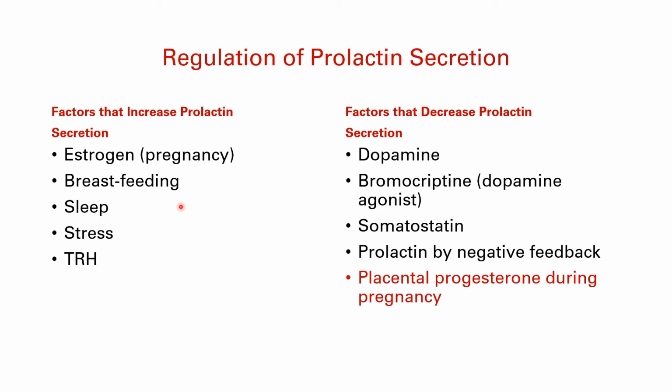This slide basically summarizes the factors which cause an increase in prolactin secretion: estrogen during pregnancy, breastfeeding and suckling of the nipples, sleep, stress, and possibly TRH. Factors that decrease prolactin secretion are things like dopamine antagonist or dopamine by itself, dopamine agonist like bromocriptine, possibly somatostatin, and prolactin itself by negative feedback, which will increase the release of dopamine.